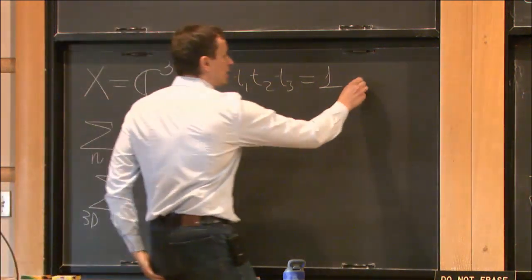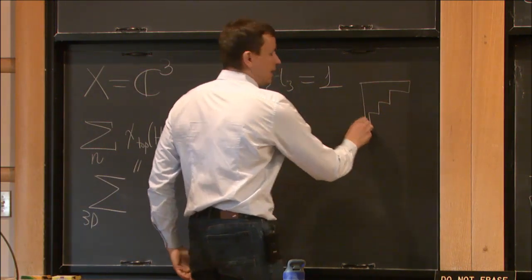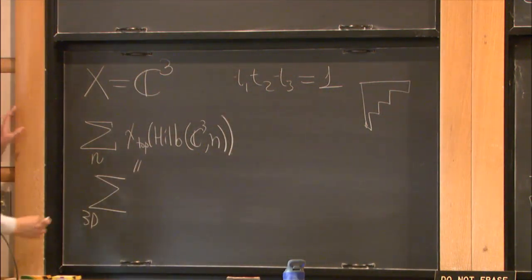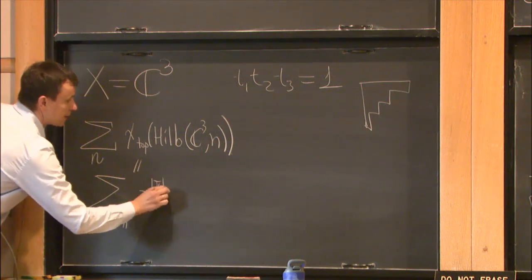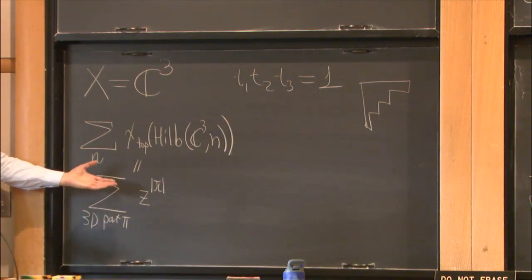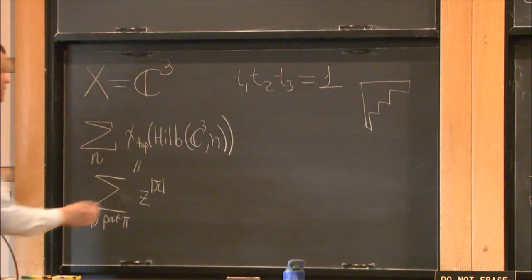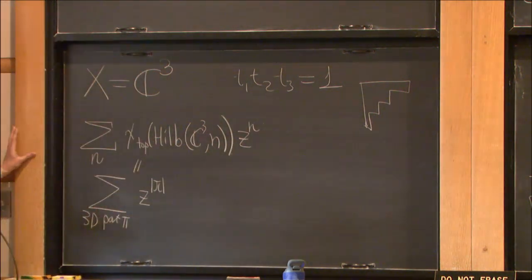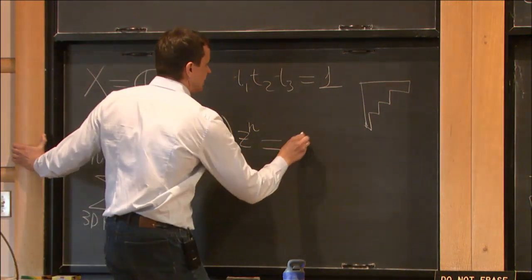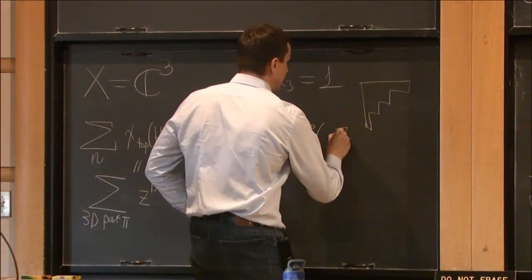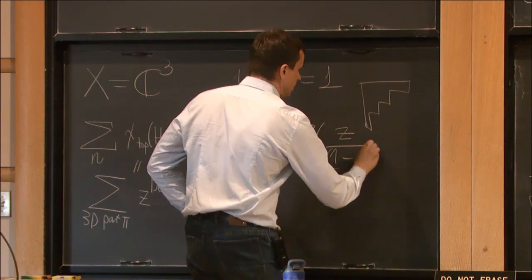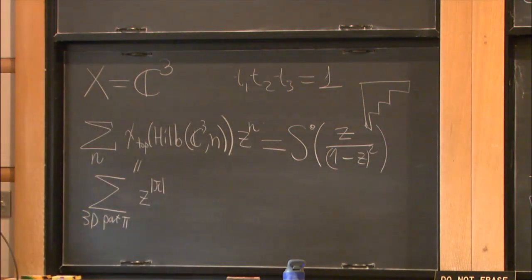Really, it's hard to say. I'll draw you a two-dimensional partition, and then you can imagine what a three-dimensional partition is. So the number of 3D partitions, pi, z to the size of pi, because this is the generating function for the number of three-dimensional partitions. So maybe z to the n, I apologize. Then that formula says that this is the symmetric algebra. Once the dust settles, you're going to get z over 1 minus z squared. It's not inconceivable that this formula will specialize to just z over 1 minus z squared.